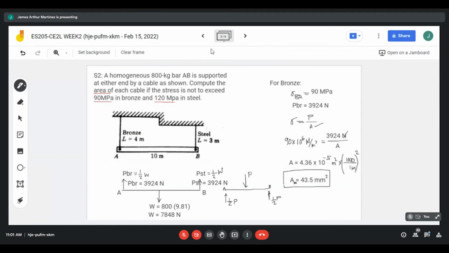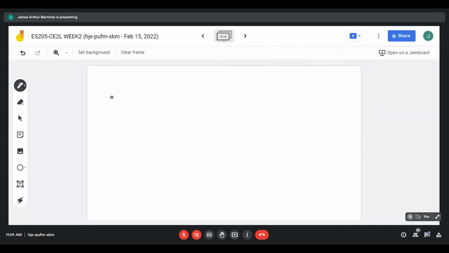So let's have the steel. Let's solve for the steel. For steel.